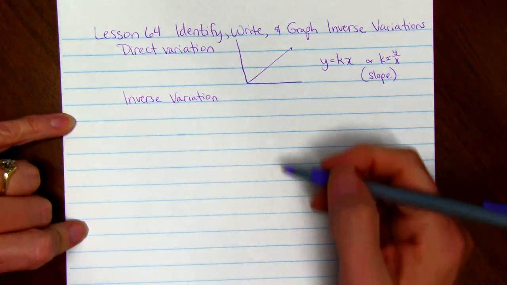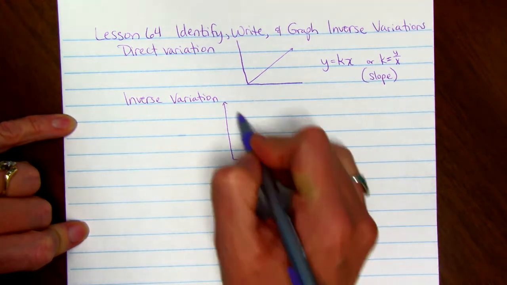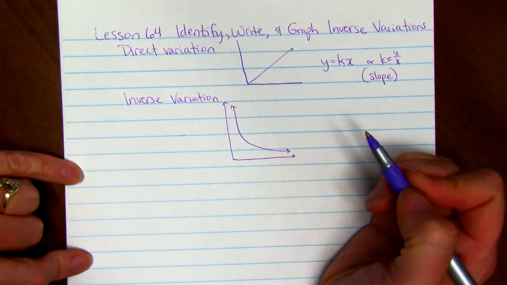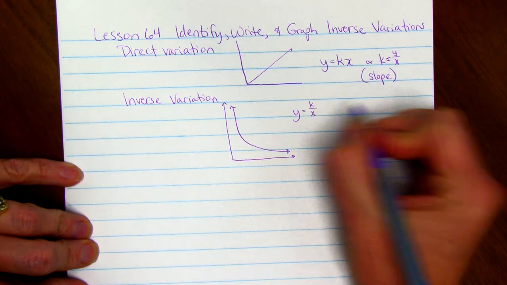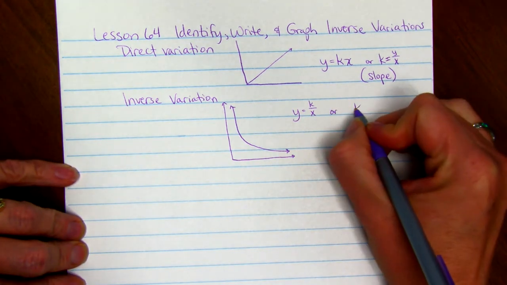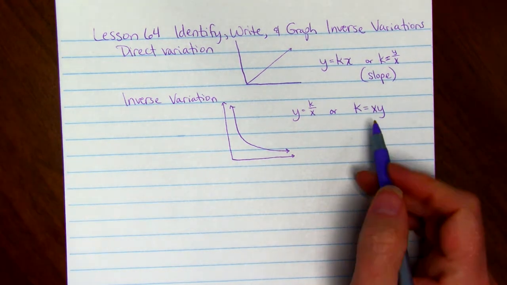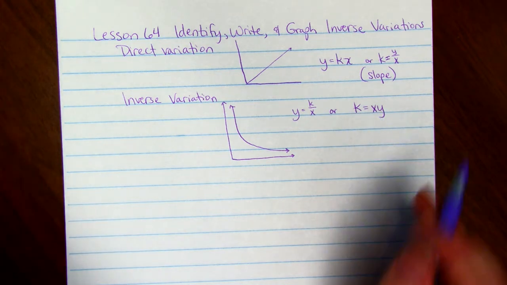has more of a curvy shape. So if you were to draw a picture of inverse variation, it's going to look kind of like this. Now the equation for this one is y equals k divided by x. Or if we multiply both sides by x, we get k equals x times y. So basically when you multiply both values, you're going to get the same constant.